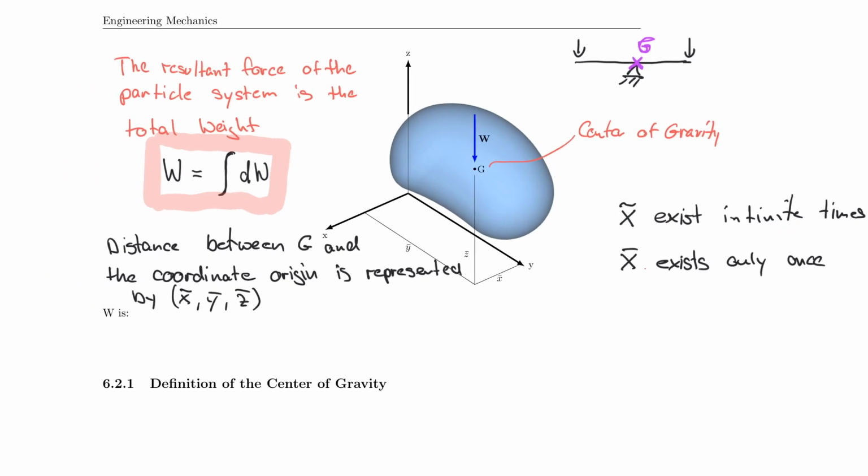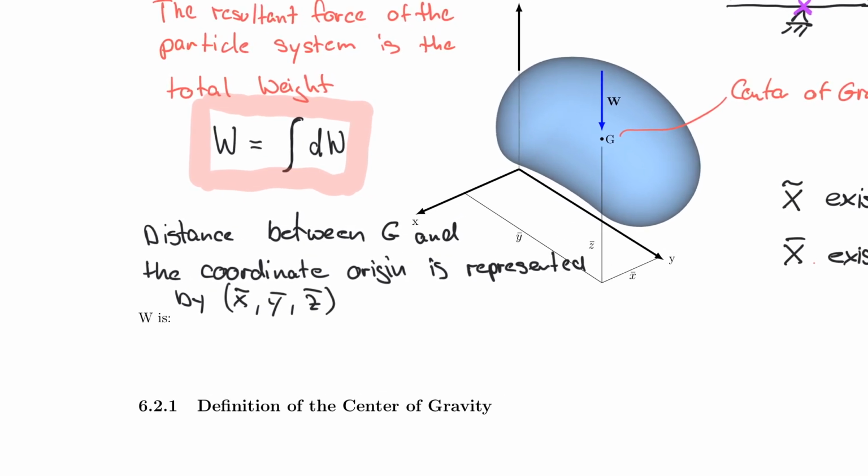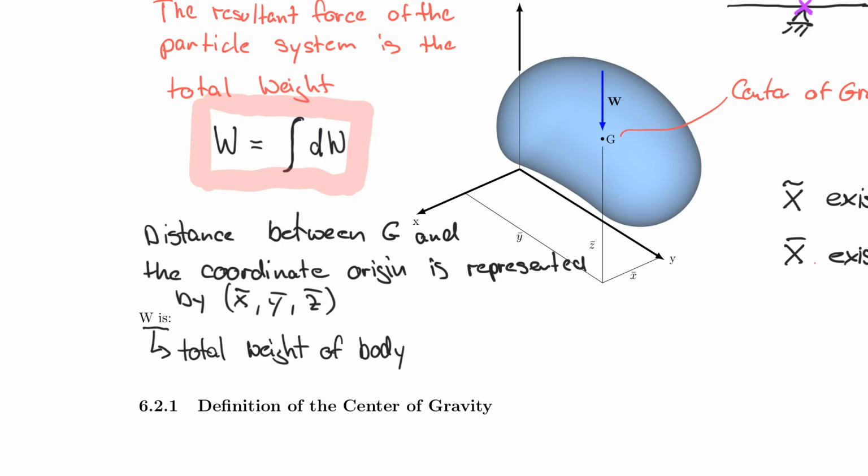Last observation to be written down here: what is W now? W is the total weight of the body. So W here is the total weight of the physical body that passes through the center of gravity.